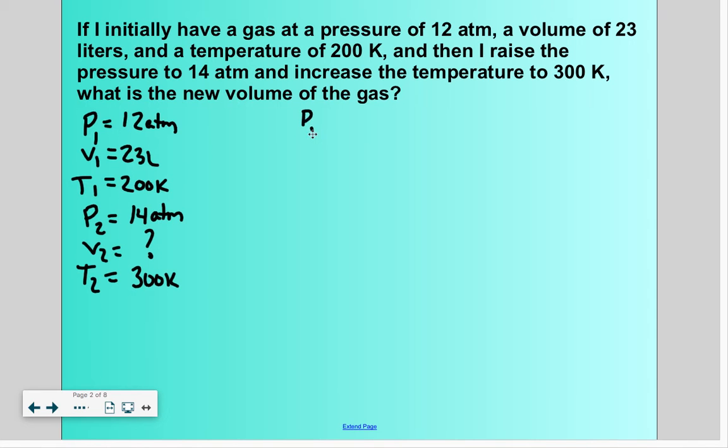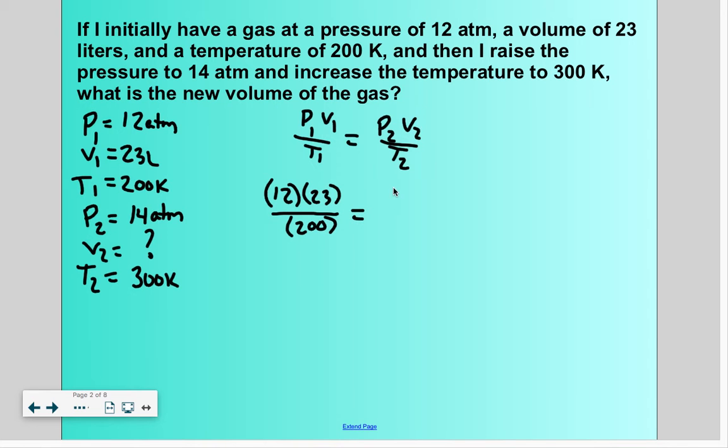So we write down our equation, P1 V1 over T1 equals P2 V2 over T2. Notice it has to be the combined gas law because you need all 3 of those variables. So we can plug in our numbers. P1 is 12, V1 is 23, and T1 is 200 equals P2 is 14, V2 is our unknown, and T2 is 300.